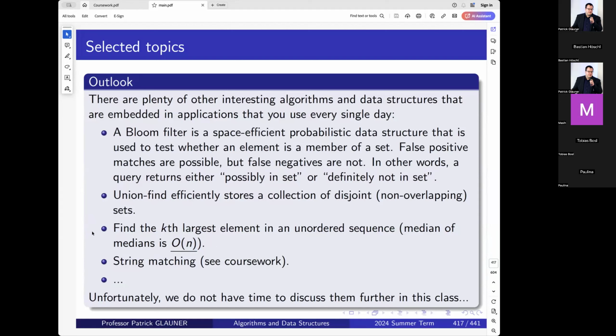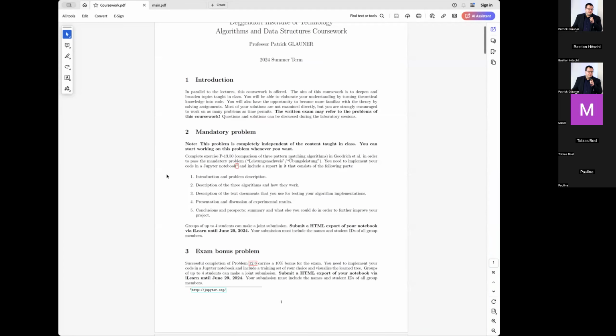So I hope maybe this outlook gave you some insights into what you may wish to study during the summer break or something, in case you have time. The string matching is the mandatory problem, and a few words also on the coursework.